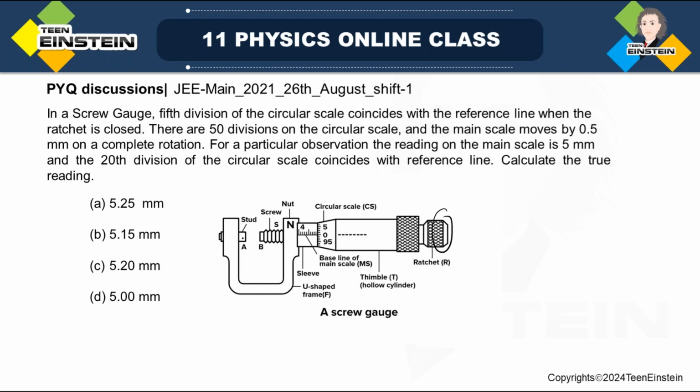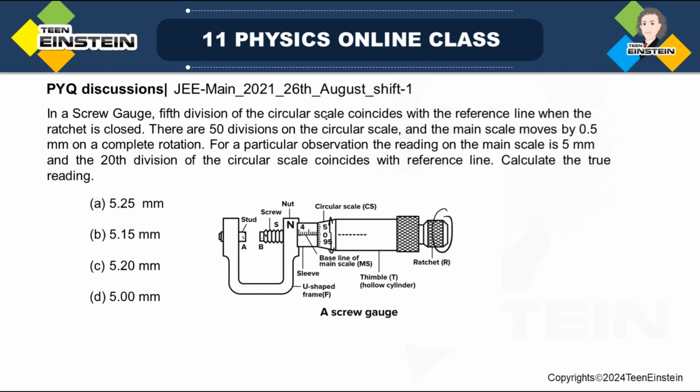So these are actually spindles or stud and screw. So when this is closed, that means, the stud and spindle touch each other. At that situation, see, this is the reference line or baseline of main scale. This is the baseline. This is called reference line as well. And this is the circular scale. You can see this along this way. Okay, this is the circular scale.